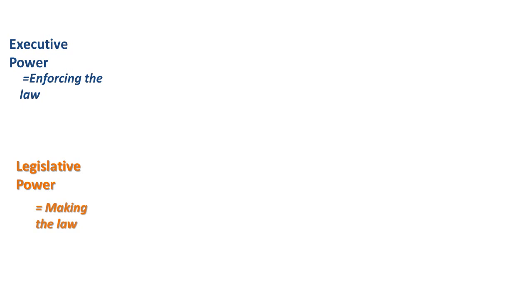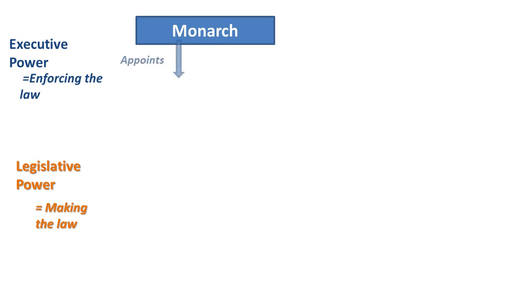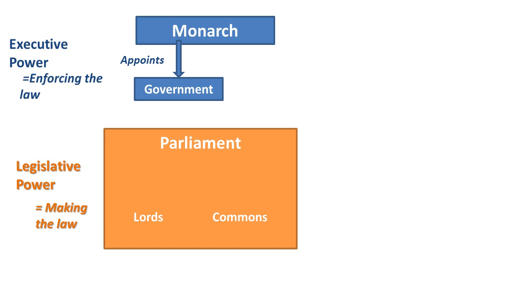If we sum up the British system, it is marked by a very clear distinction between executive power and legislative power. The executive power is the power to enforce the law. The legislative power is the power to make the law. The executive power is in the hand of the monarch, who appoints his government, and the legislative power is in the hands of the Parliament, divided between the House of Lords and the House of Commons. The King or the Queen can call or dismiss Parliament. They are King's power.